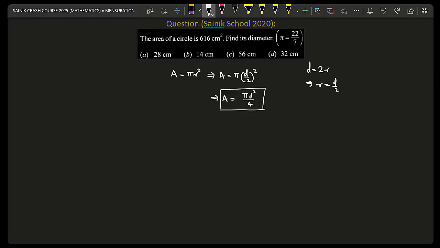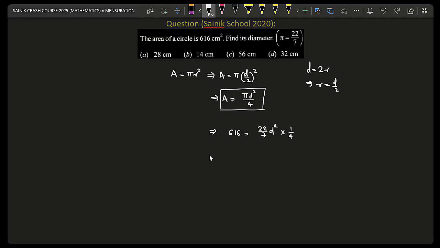Harini, you're answering this question. Continue. Sir, pi r square. Sir, pi d square by 4. Yes. Now area is given 616 and we need to find the diameter. What shall I do? 616 equals 22 by 7 into d square by 4. If it is divided by 4, can I write the reciprocal like this, 1 by 4?